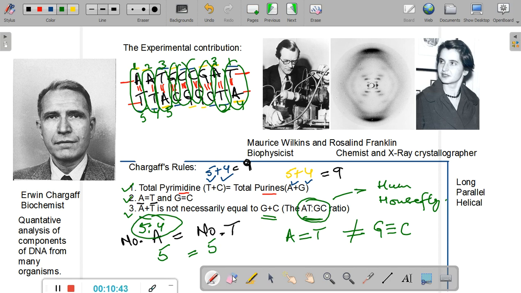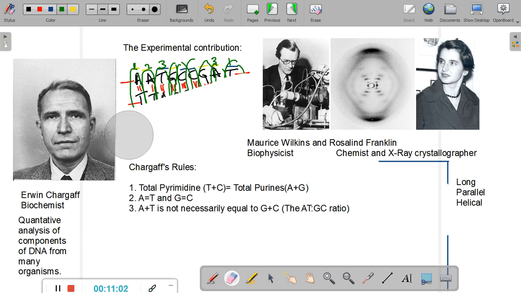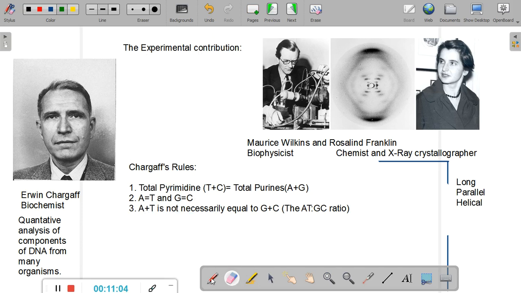So these were the major findings of Erwin Chargaff, which he concluded after the quantitative analysis of the nitrogenous bases in DNAs of a large number of different organisms. And it took him a huge amount of time. So that was his major contribution, and these are called Chargaff's rules. Now we look at the second experiment and the outcome of that experiment.